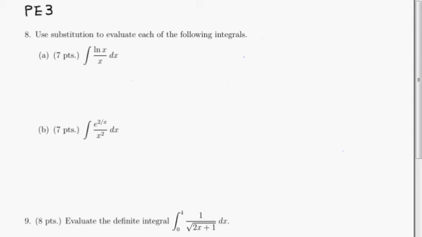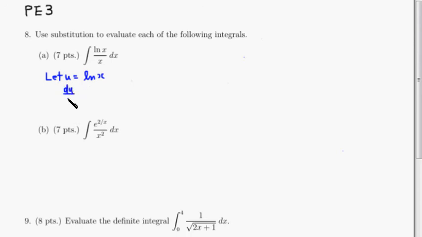Okay, let's look at practice exam 3, problem number 8, part A. We want to evaluate this integral, so we're going to use the substitution. Let u be natural log of x, and go through the usual drill.